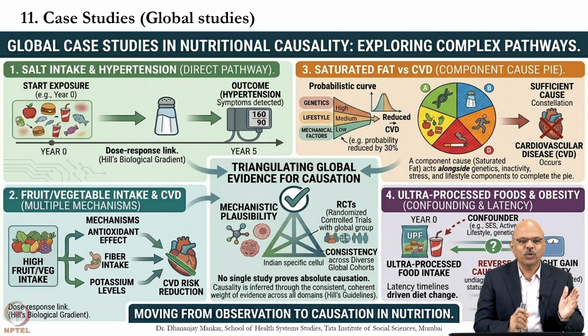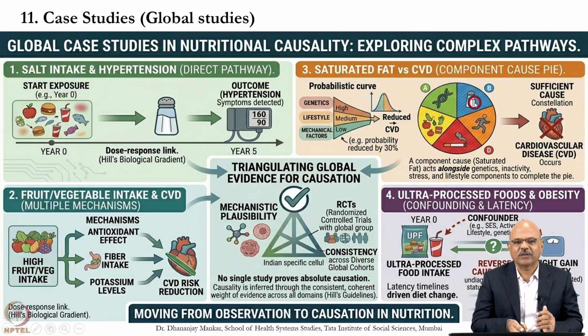You may see fruit and vegetable intake and CVD. High fruits, high vegetables, dose response, Hill's biological gradient coming in again. The mechanism is antioxidant effect, fiber intake, potassium level, and CVD risk reduction, which is very important to see here.